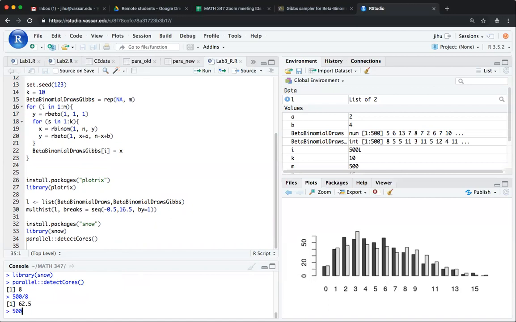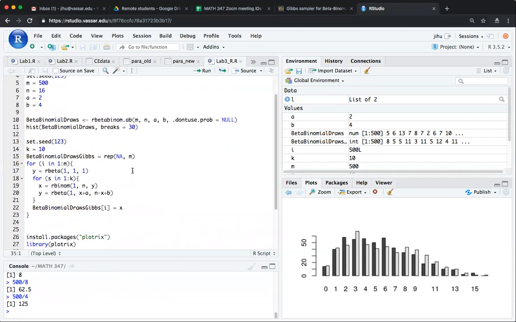Let me just suppose we have 4, so that's easier. Suppose we have 4 cores, so that means on each core we should try to run 125 chains, right? So what you can do is you just open 4 different RStudios, and that's how it works.